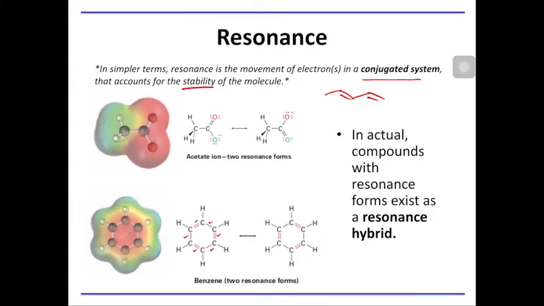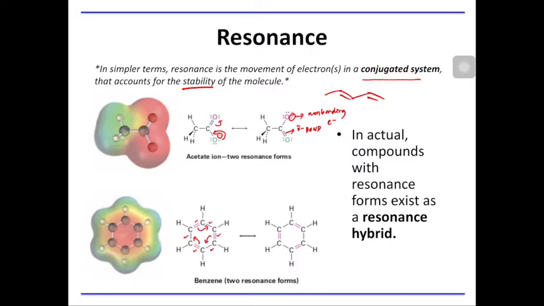So in the context of the acetate ion, it has two resonance forms. One is this one, but when this non-bonding electron moves here and pushes this pi electron up, it will assume this other resonance form. This non-bonding electron will become a pi bond, and this pi bond becomes a non-bonding electron. In the context of benzene, the resonance form is due to the movement of pi electrons or pi bonds. So when this pi bond moves here, the adjacent pi bond also moves, and the same with the following pi bonds. Finally, it assumes this other resonance form.